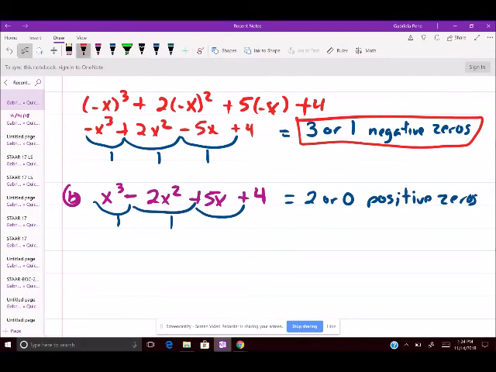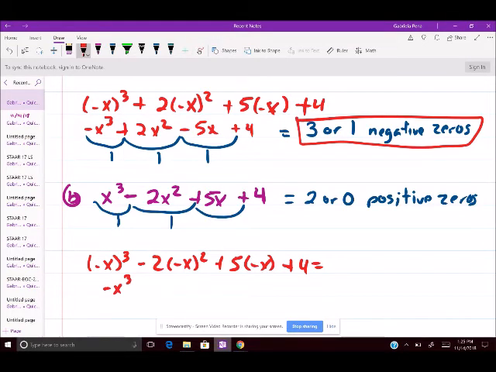And once again, to do the negative, it becomes negative x cubed minus 2 negative x squared plus 5 negative x plus 4. So the negative x cubed becomes what? Negative x cubed. The negative x squared becomes a positive, but what does it have in front of it? So it stays a negative 2x squared. The 5 times the negative x becomes a negative 5x, and this stays a positive 4.